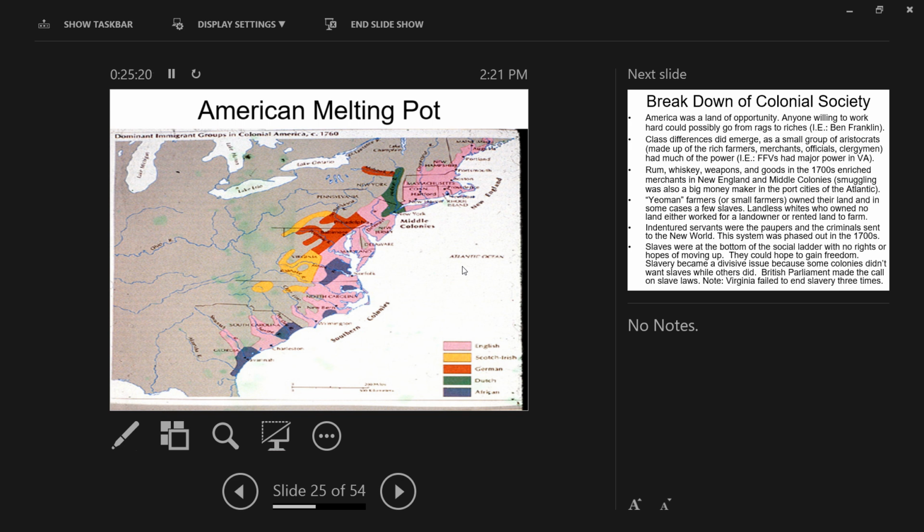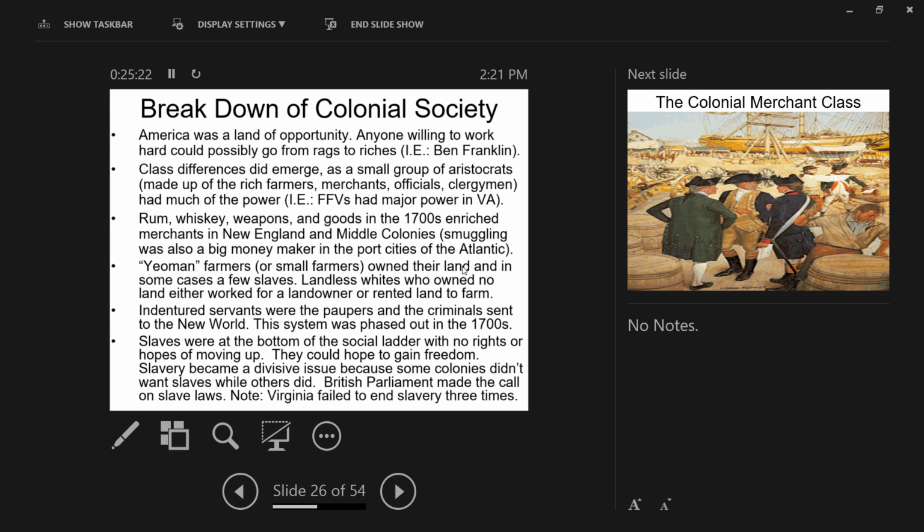So, the breakdown of colonial society. America was a land of opportunity. Anyone willing to work hard could possibly go from rags to riches. Again, this isn't for everybody, but there are people who would have never had these prospects had they stayed in England. A really great example is Ben Franklin. Remember, he's born in Boston to a large family, his school career is done at the age of 10, he becomes a candle making apprentice, goes on to become an apprentice as a printer under his brother, and then at the age of 17 goes his own way to Philadelphia.